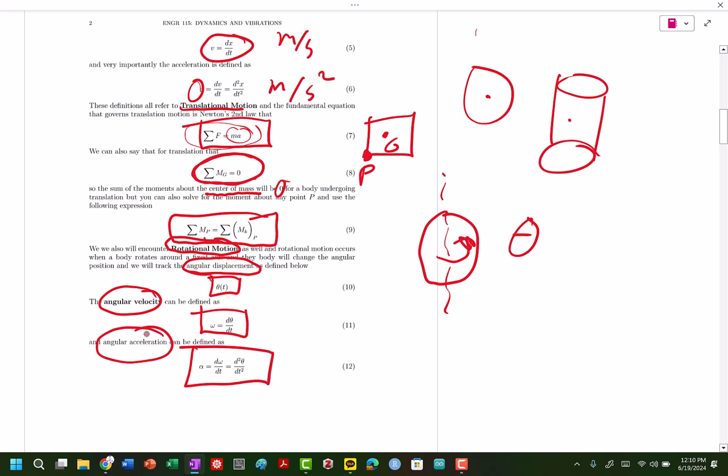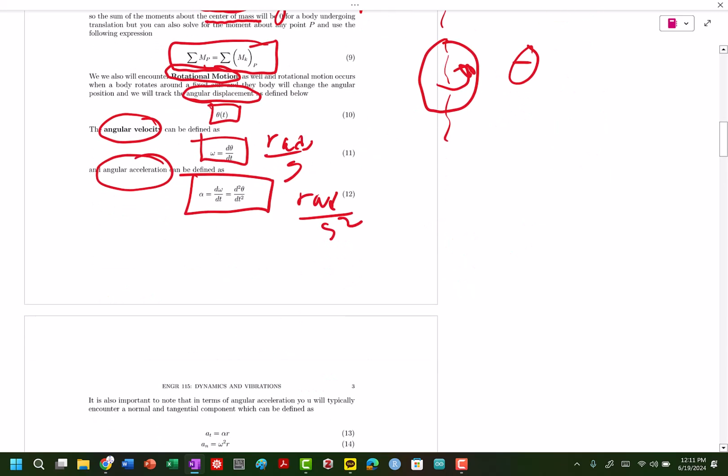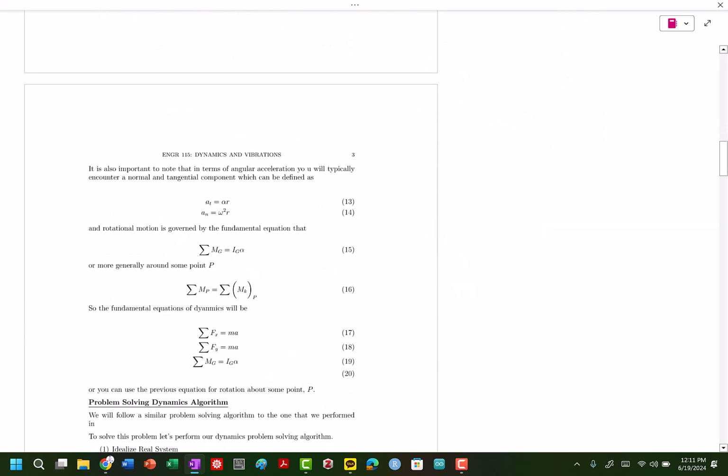So you see this very similar framework to translational motion, where we're looking at the displacement in meters versus angular velocity, which is going to be rads per second, and then radians per second squared. So we can look at those values, or you can put it in degrees as well. But basically, those are the units that we're going to be working with here. Fantastic. You can also encounter normal or tangential components of angular rotation, and those can be defined here. But predominantly, again, we're going to be dealing with that.